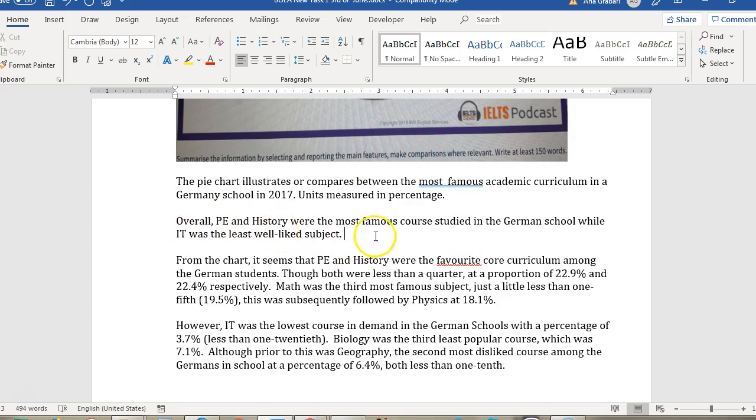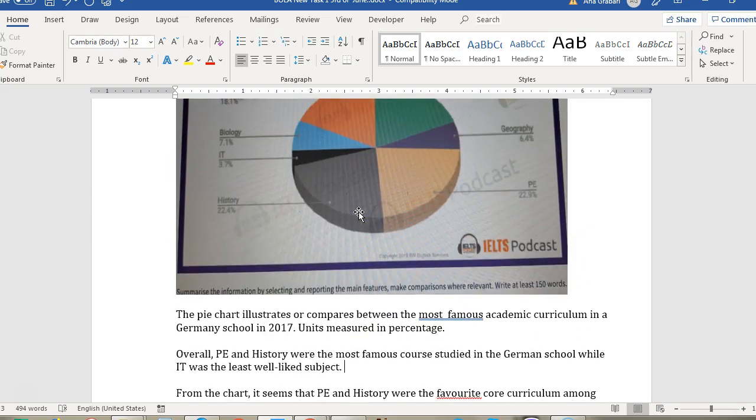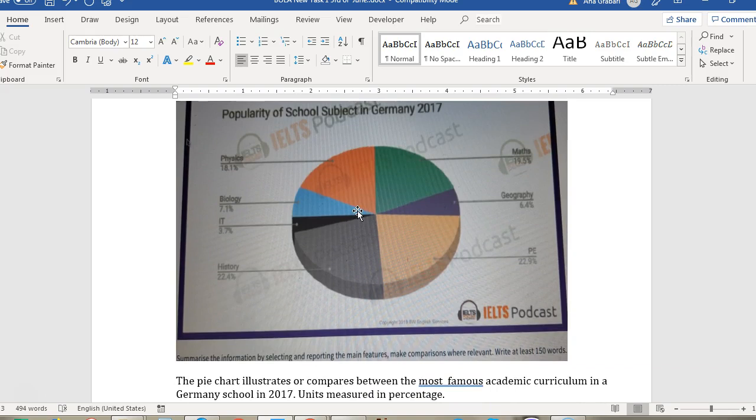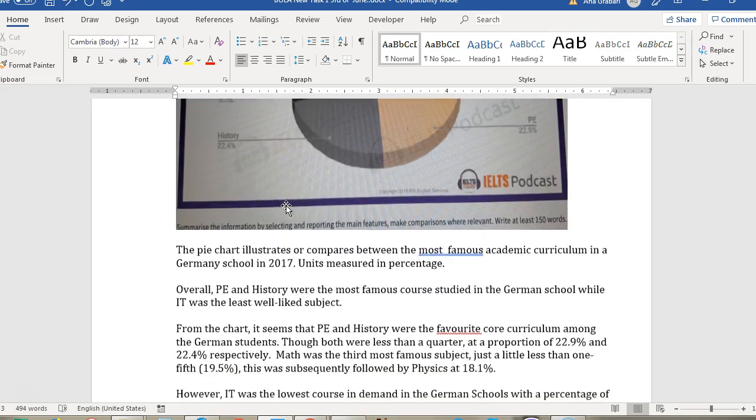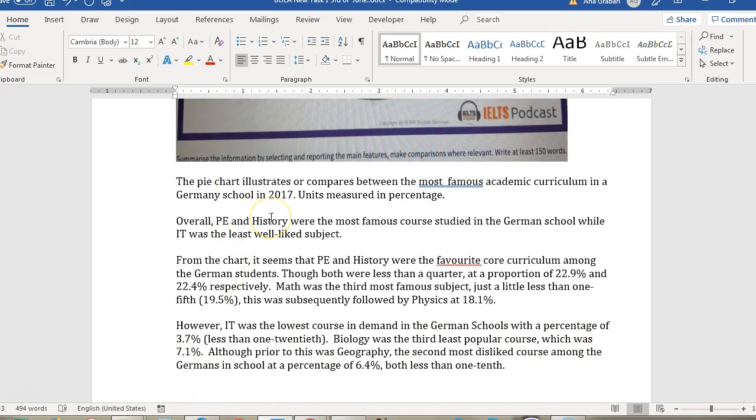Overall, PE and history were the most preferred courses studied in the German schools, while IT was the least liked subject. Okay, so let's agree on one thing. First of all, we don't capitalize the names of subjects. We don't really need to do that. Two, it's not just one school.